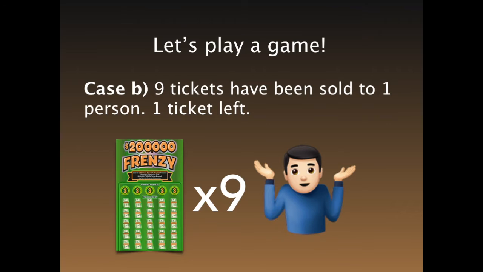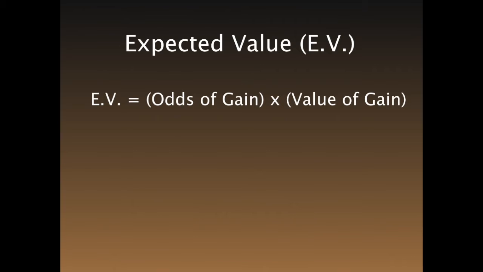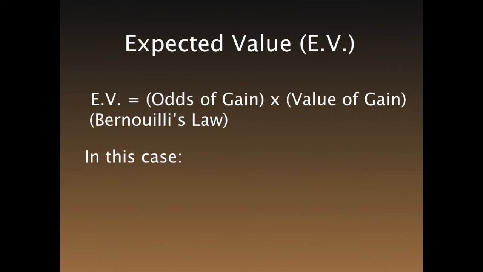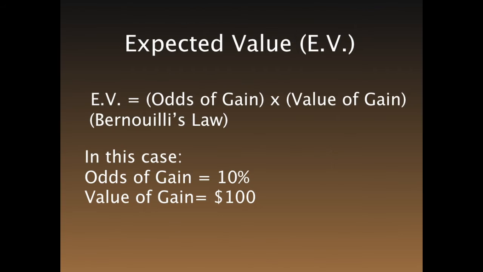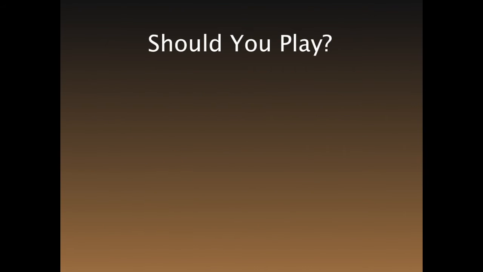So first, let's calculate the expected value of this lottery. The expected value is defined as the odds of gain times the value of gain. This is also called Bernoulli's law. And in the case of this lottery, the odds of gain are 10%, 1 ticket out of 10, and the value of gain is $100. Therefore, the expected value is $10, okay? And that's actually not a bad deal, right? You pay $1, you have an expected value of $10, and you can win $100 if you win the jackpot, right? So the question now is, should you play?